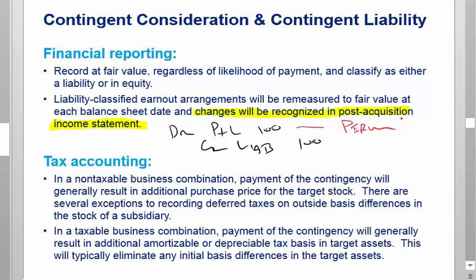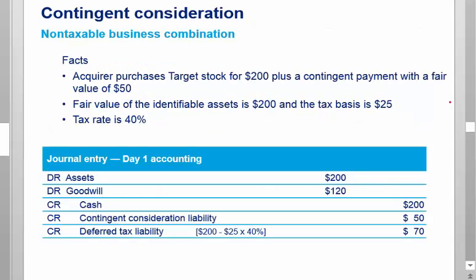Okay. So books is recording changes in the value of the earnout through the P&L. Tax is saying, I don't know what that's about, but none of that is taxable or deductible. So in these situations where you have contingent liabilities, you very often have a perm item. Okay. So here's an example. Buyer acquires target for 200 plus a contingent payment, and the value of that is 50. So their total purchase price on day one is 250.